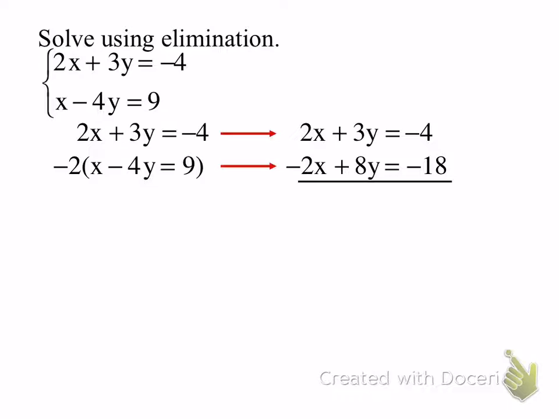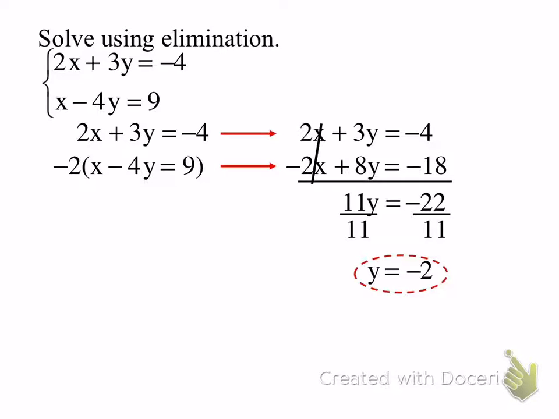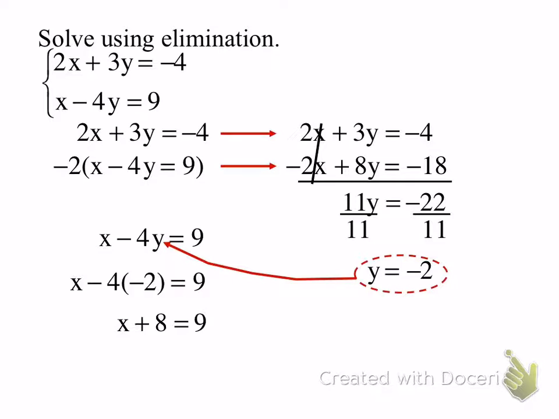Now, my additive inverses cancel. Aiden. It's 11y equals negative 22. And that's looking nice and pretty. Okay, divide both sides by 11, and y equals negative 2. Okay, now we are substituting in. And I substitute in, and I get x plus 8 equals 9.